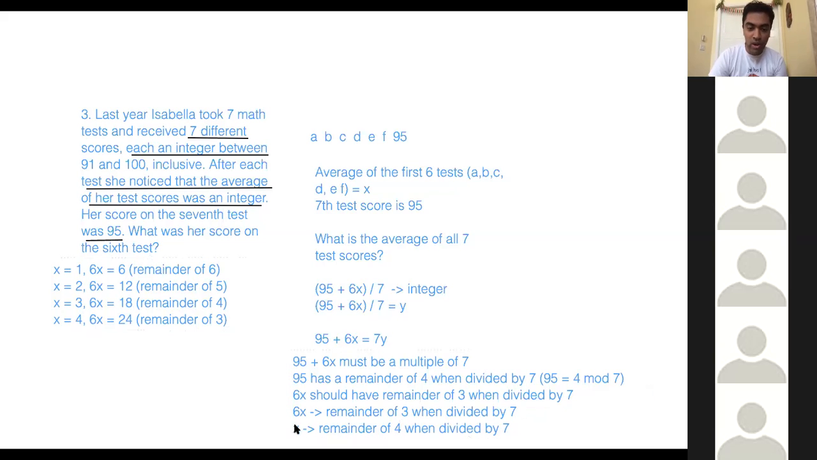Okay, and now we know what range x is in: 91 through 100. So which number between 91 and 100 has a remainder of 4 when divided by 7? Is there a multiple of 7 between 91 and 100?